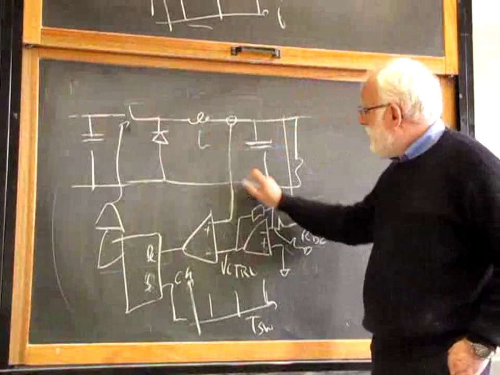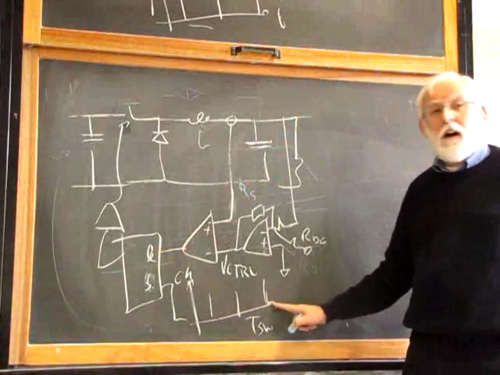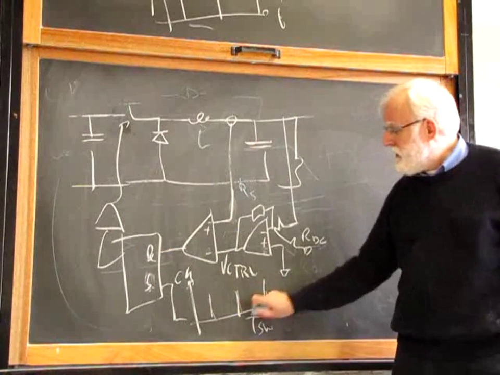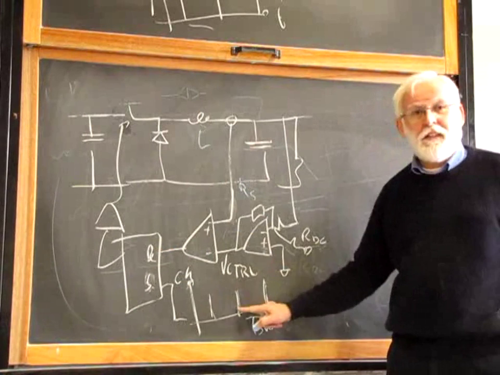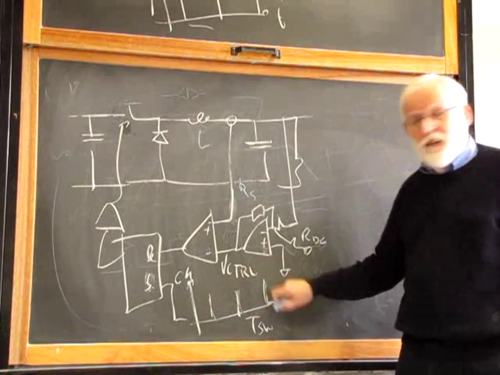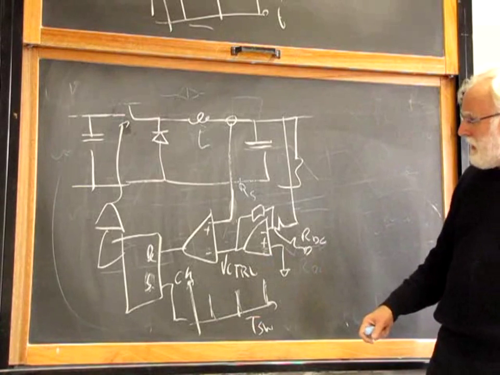Inductor, comparator, RS flip-flop, clock. This is a clock that turns my switch on periodically, and this period of time is T switch. The frequency of these pulses is the switching frequency. How does it work exactly?